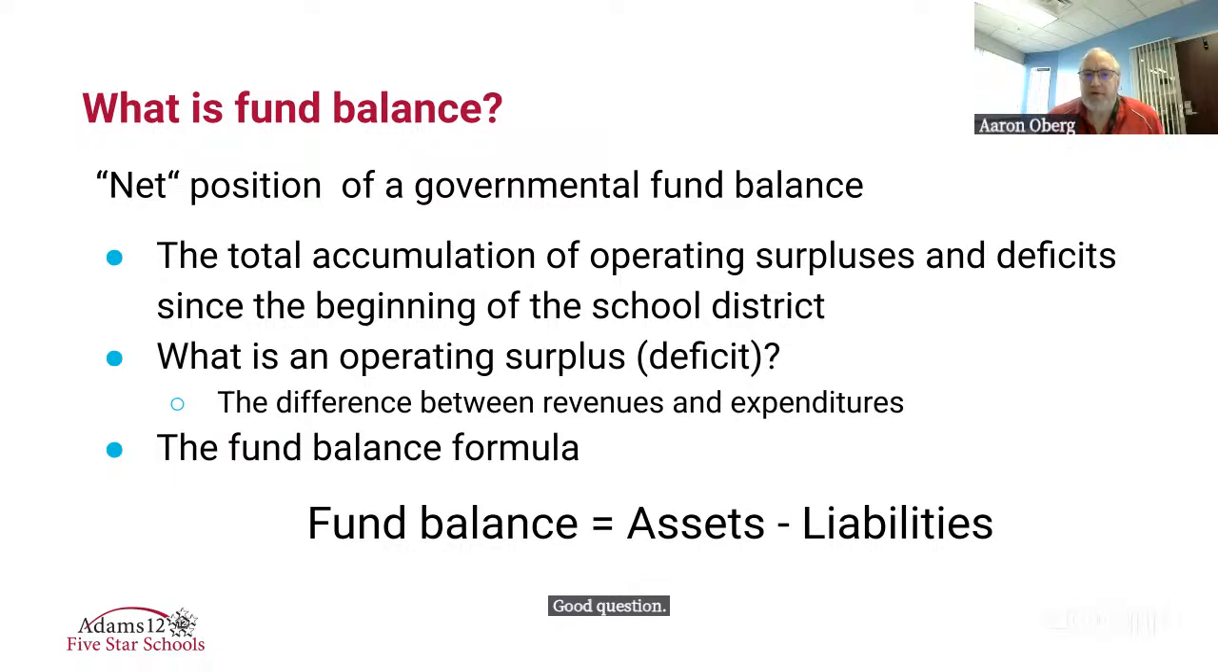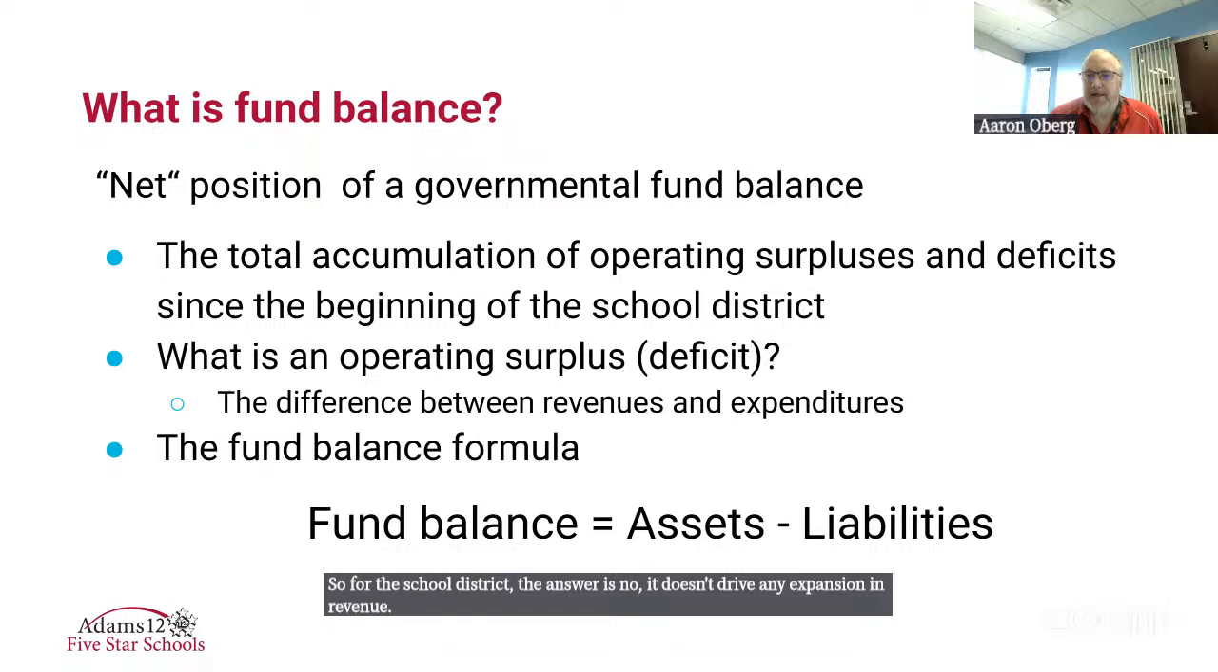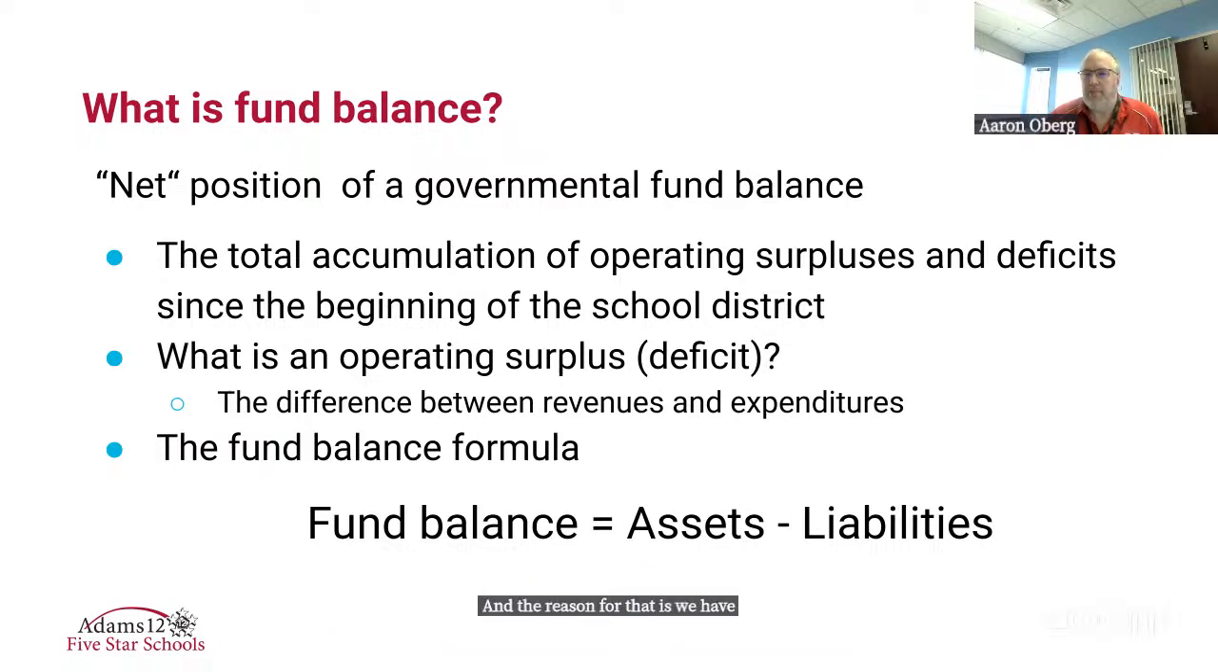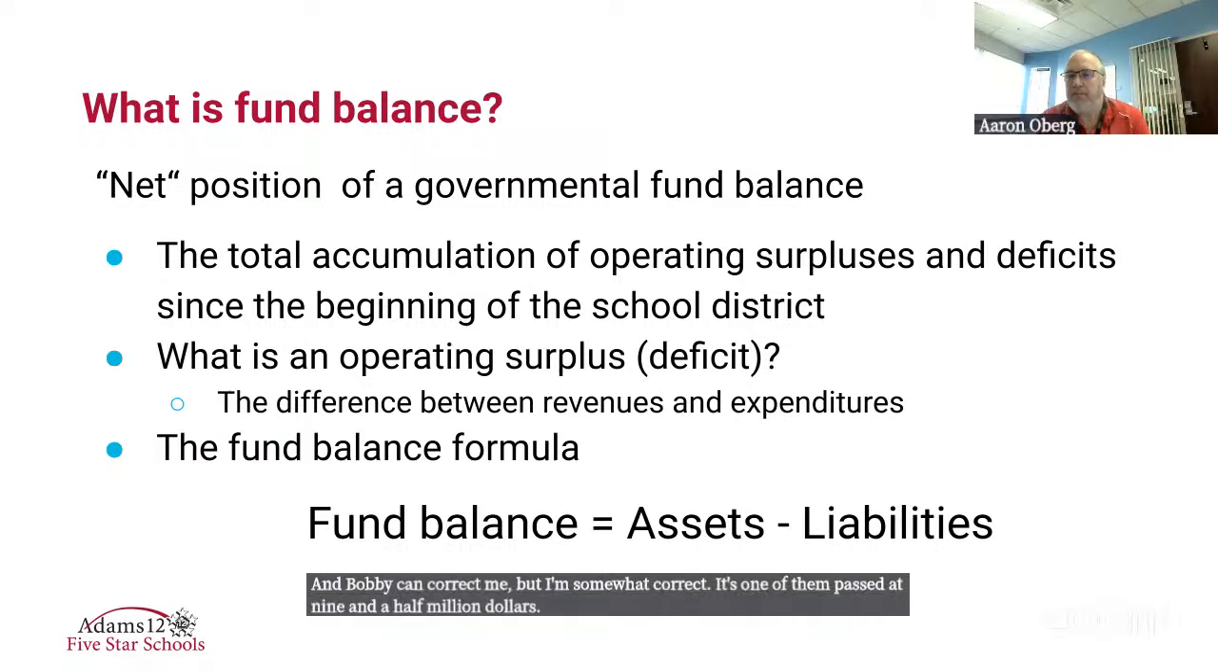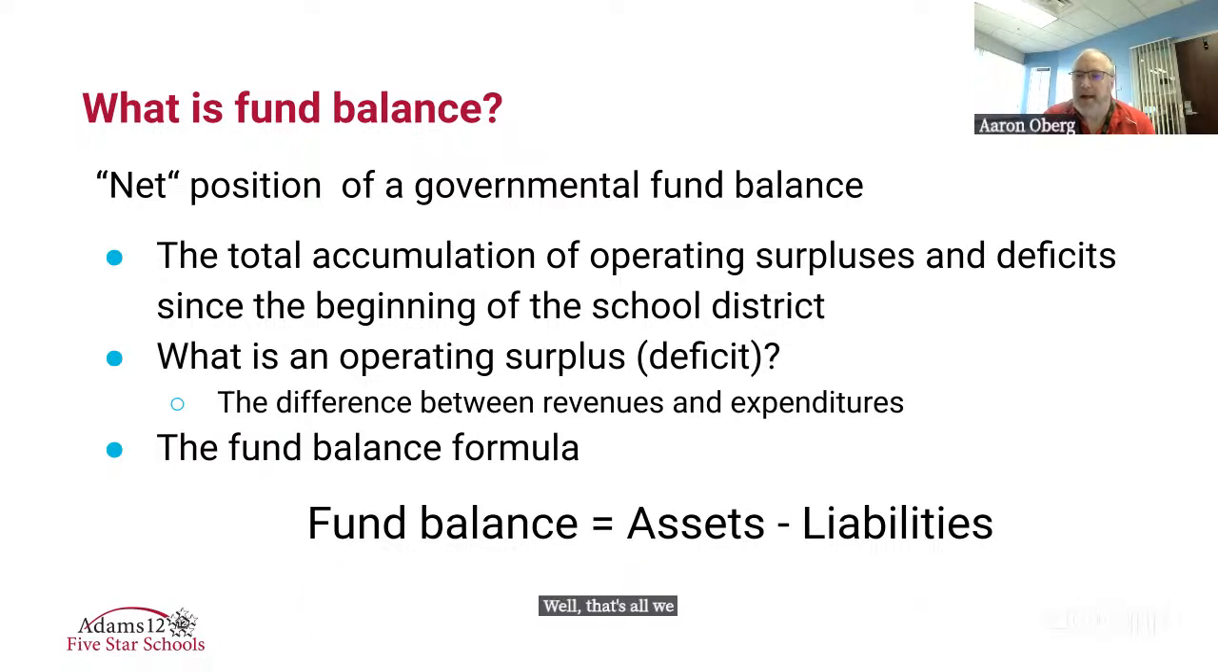So for the school district, the answer is no, it doesn't drive any expansion in revenue. And the reason for that is we have fixed dollar mills, which means our mill passed, I think one of them, and Bobby can correct me, but I'm somewhat correct. It's one of them passed at $9.5 million. Well, that's all we're going to collect is $9.5 million. So regardless of our tax base and the growth of that tax base, it wouldn't change.